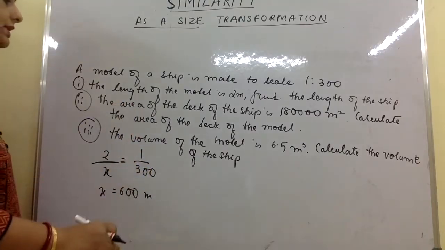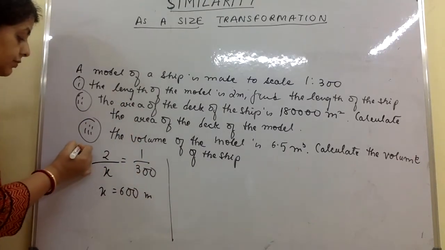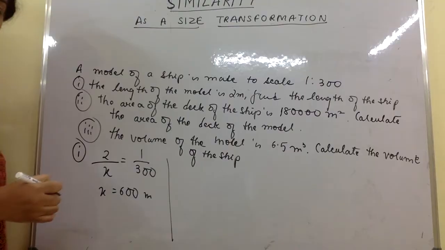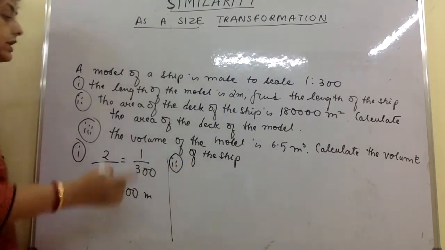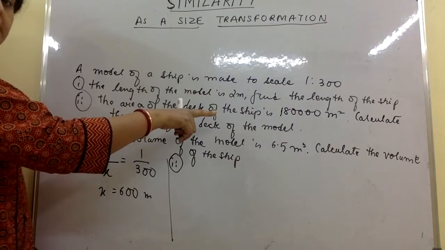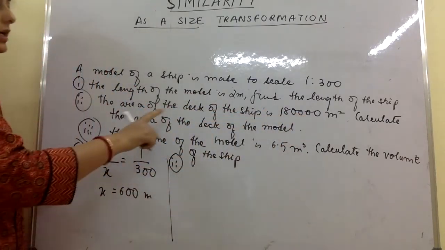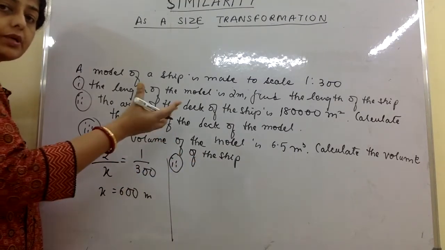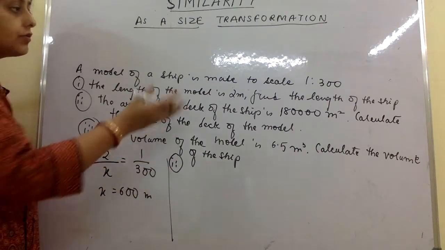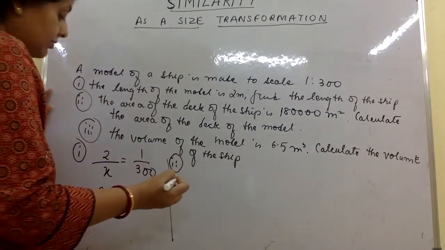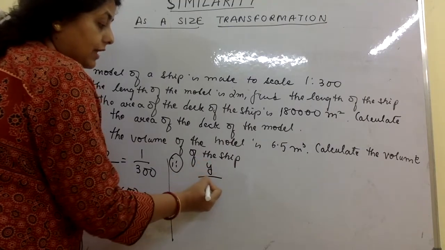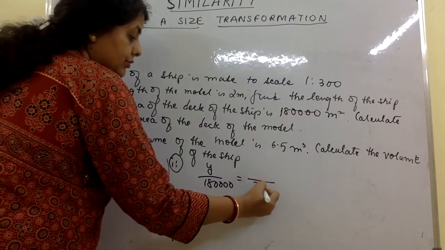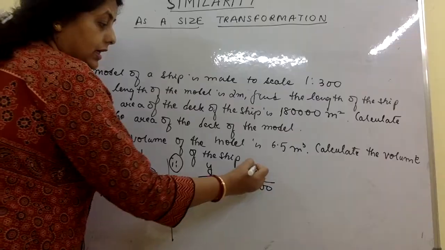Now we'll come to the second part of the question. This was our first part. The second part says the area of the deck of the actual ship has been given to you here. Calculate the area of the deck of the model. The model also has a deck, but it's going to be very small compared to the ship. So how big will it be with this ratio? Let me take the area of the deck of the model as y, and the area of the deck of the actual ship is 18 and 4 zeros. 300 corresponds to the ship, and 1 here.